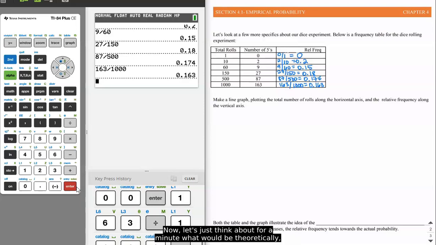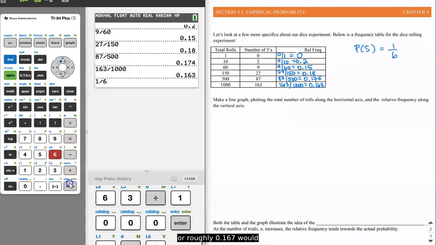Now let's think for a minute about what would be theoretical. Our theoretical probability is in the next section, but let's just talk about a little bit of an example here. If I think theoretically about rolling a 5 on a die, there's 1 five and there are 6 possibilities. So the theoretical probability of rolling a 5 would be 1/6, or roughly 0.167, which is what we would expect in theory.